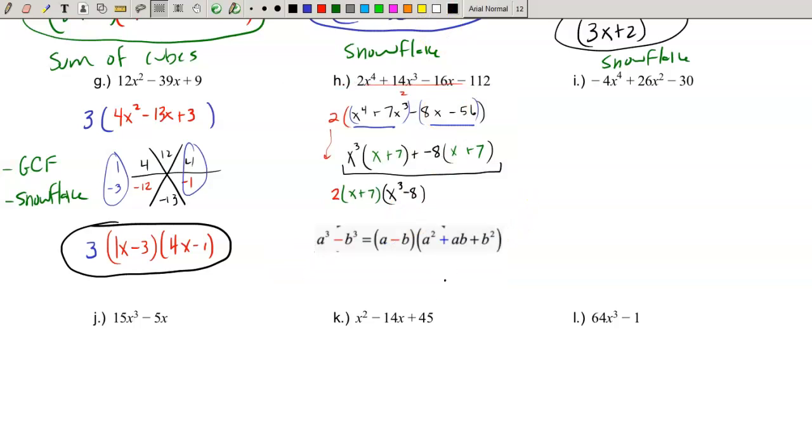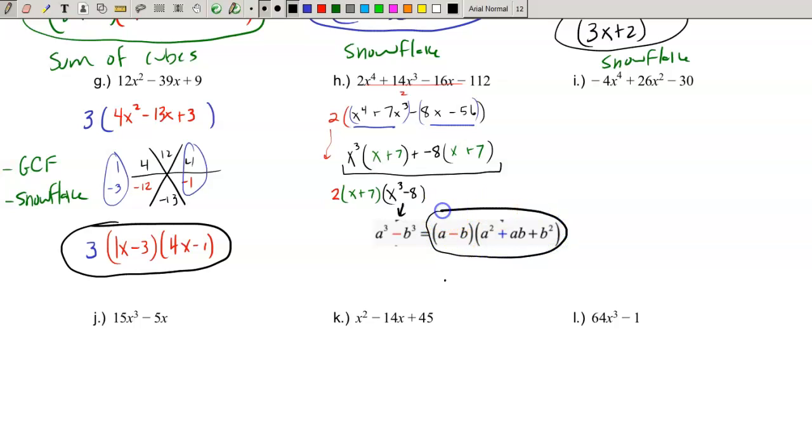So I'm thinking about, okay, again, I have this x cubed minus 8. Well, that matches up with my difference of cubes right here. And that x cubed minus 8 then can be factored to this right here. So again, just ignoring that 2 and x plus 7, this x cubed minus 8 will become a minus b, where my a value is going to be x, and my b value is going to be 2, right? Because this is the difference of cubes.